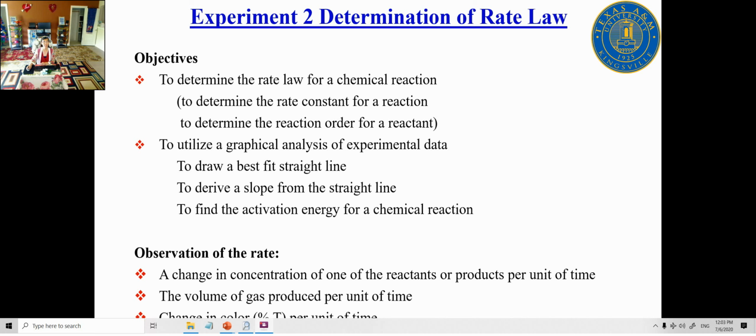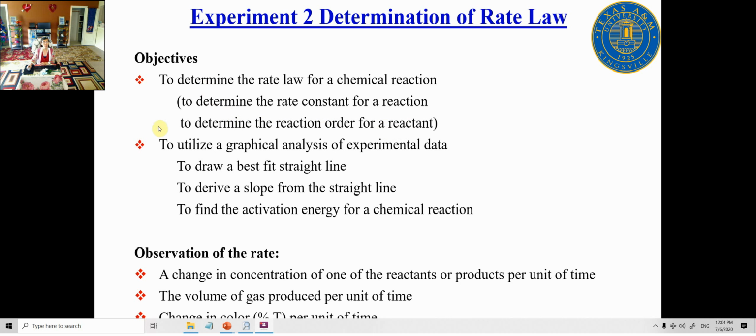Today, we are going to discuss experiment number 2, determination of rate law. So the objectives for this lab: to determine the rate law for a chemical reaction. Number 1, you are going to determine the rate constant for a reaction. Number 2, you are going to determine the reaction order for the reactant. So particularly, we are going to choose one of them.